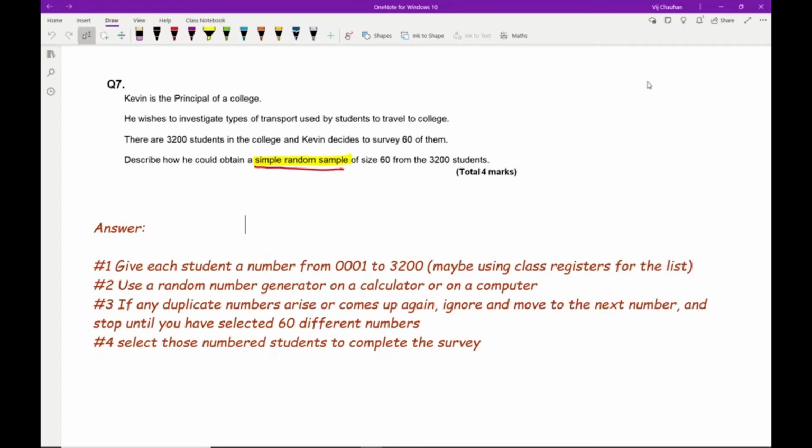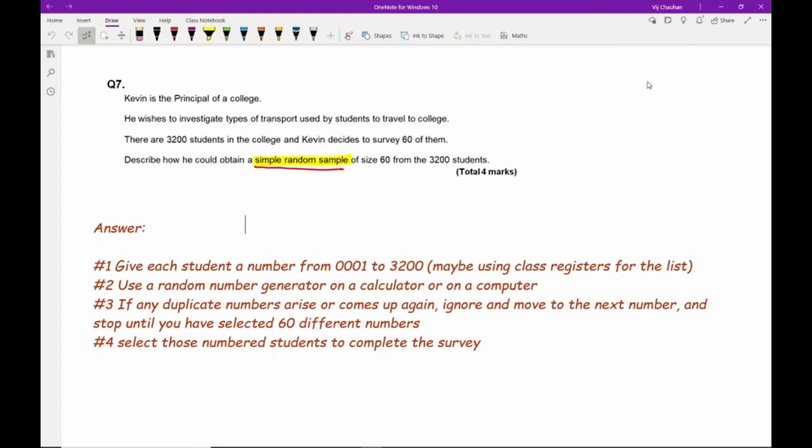Now whenever we get these questions, you always want to state a potential problem and how you then go about resolving it. It doesn't need to be a first world problem, it can be something very, very small, but as long as you're identifying a potential problem and how you go about solving it, that's all they're asking for. So in this, one problem you may find is if a number comes up more than once. What do you do? Well, you just simply ignore it and move on to the next number. Then you state you stop until you've selected 60 different numbers. And the final mark is you then select those numbered students to complete the survey.